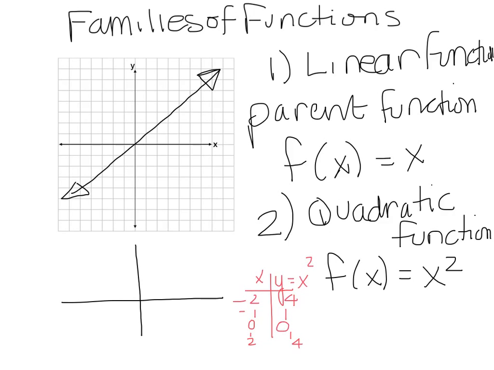So there's a little bit of symmetry going on here. So I'm going to graph those points, 0, 0, 1, 1, 2, 4. And I'll do the same thing over here, negative 1, 1, and negative 2, 4. Let's connect the dots because this will be continuous, okay? Everything in between will also satisfy that equation and be a solution. So that's what the parent function f of x equals x squared looks like. So there's two families of functions. One is a linear function and the other is quadratic.